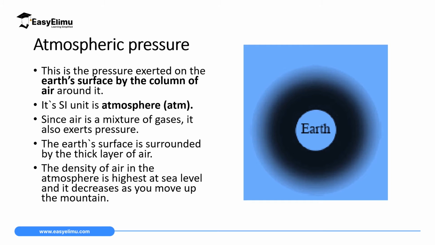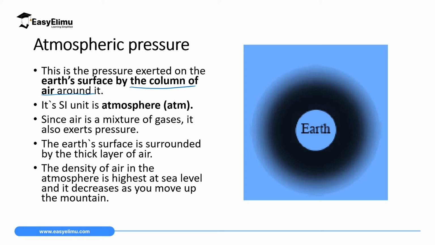So what is atmospheric pressure? Atmospheric pressure is the pressure exerted on the Earth's surface by the column of air around it. Around the Earth's surface, remember you were told in geography that we have an atmosphere, and in the atmosphere we have air. And in chemistry you were told air is a mixture of gases, and gases are a state of matter. So since matter has mass, it will also exert pressure due to the air column.